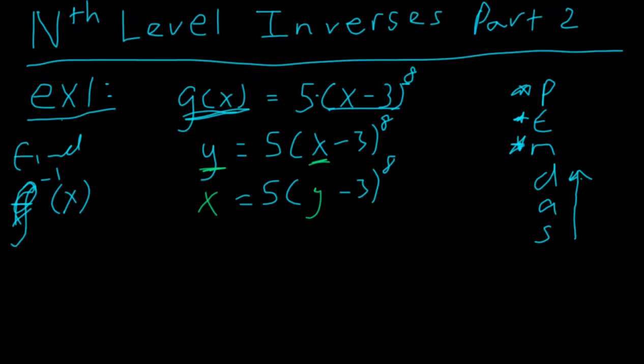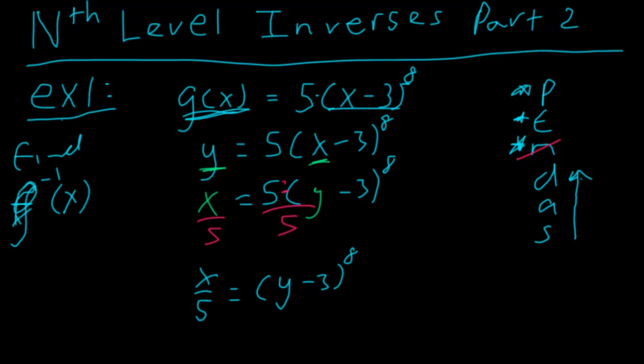At this point, whenever we are getting rid of operations, this is where we're going to use PEMDAS in reverse. We're going to get rid of our multiplication. So how do you get rid of the multiplication of 5? Well, the opposite of multiplying by 5 is to divide by 5. And so we now have x over 5 is equal to parentheses y minus 3 raised to the 8th power.